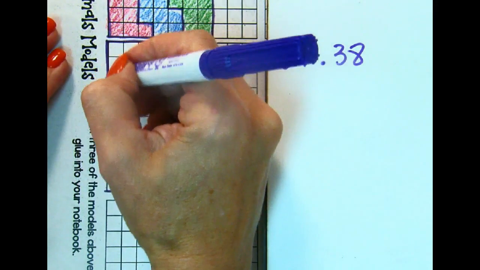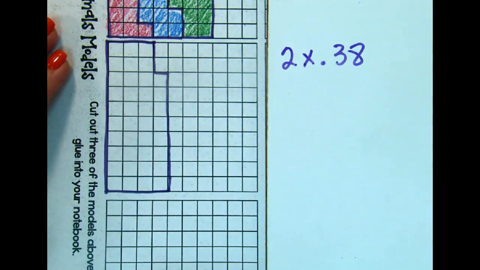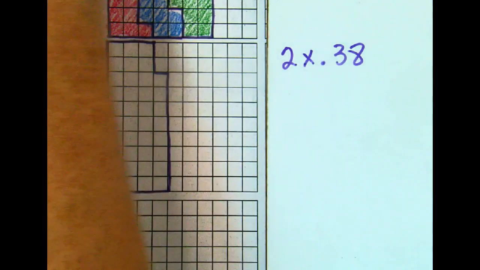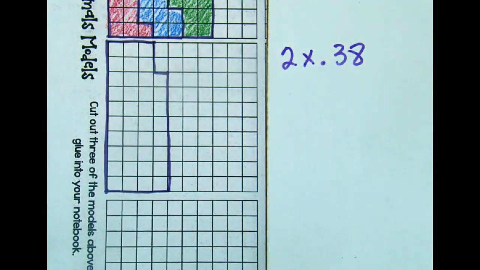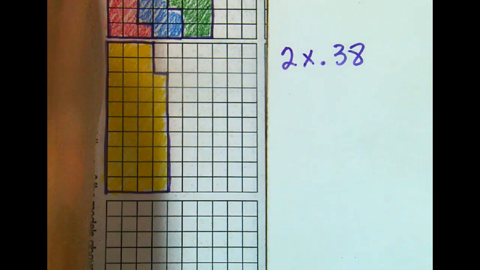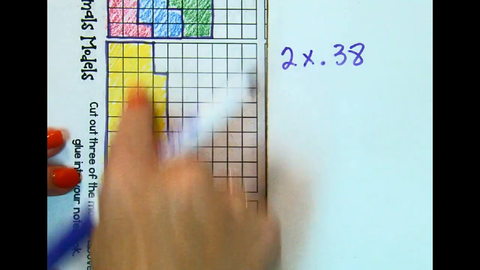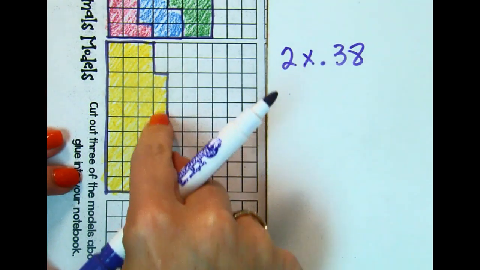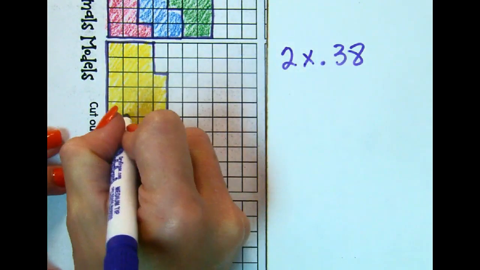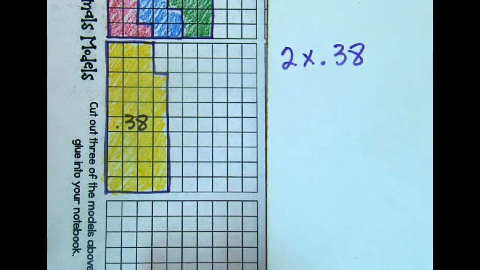Okay, so I think this is 1 group of 38 hundredths, which I can color in. And voila, it's colored. Okay, this is 1 group of 38 hundredths. 10, 20, 30, 1, 2, 3, 4, 5, 6, 7, 8. Okay, so double checking. 38 hundredths. Now I need 2 groups. I need 1 more group of 38 hundredths.